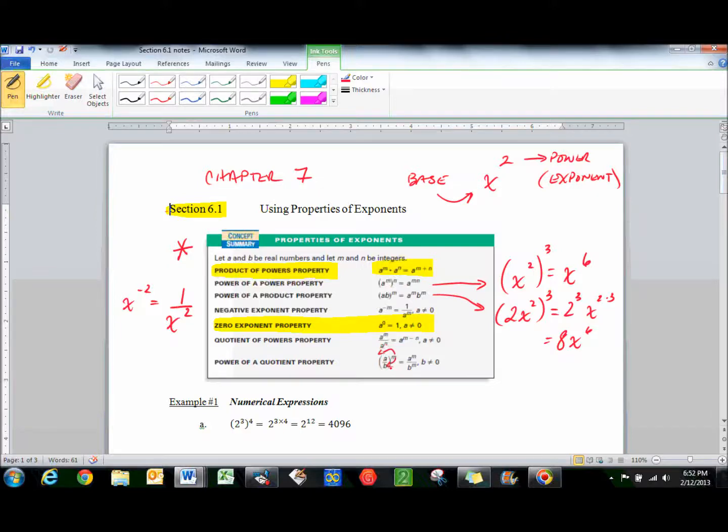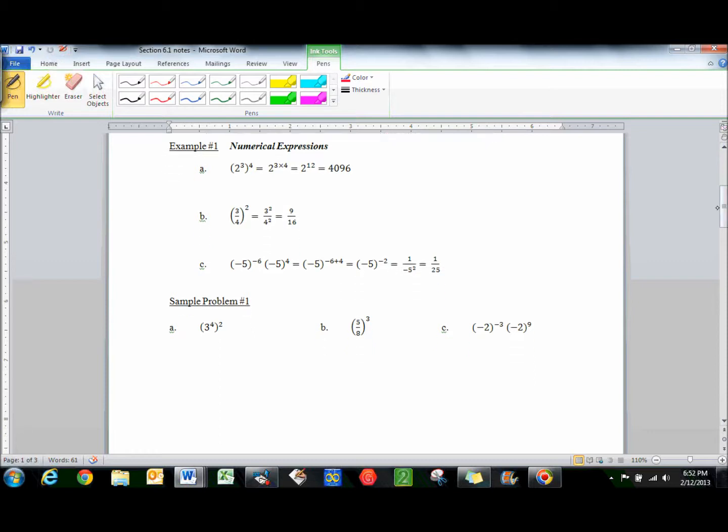So let's take a look at some examples of this now. If we look at our first set of examples, all of our examples are what we call numerical expressions. So notice, in the numerical expressions there are no variables, and all of our final answers end up becoming a number. So it's very important that we understand that when we start with numerical expressions, we need to finish all the way to the end with a number, and we may have to use our calculator to do that.